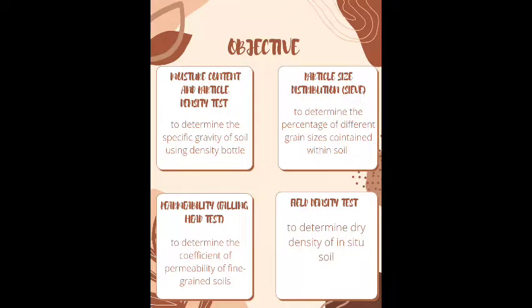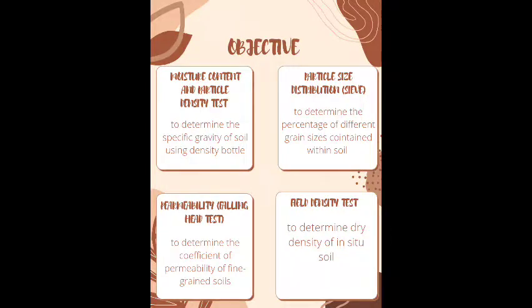For this experiment, there are 4 experiments that I need to conduct. The first experiment is the moisture content and particle density test, and the second is particle size distribution, which means the sieving test. Third is the field density test. And the last one is permeability. Permeability has 2 tests: first is constant head and second is falling head test. So I chose the falling head test for the permeability test.